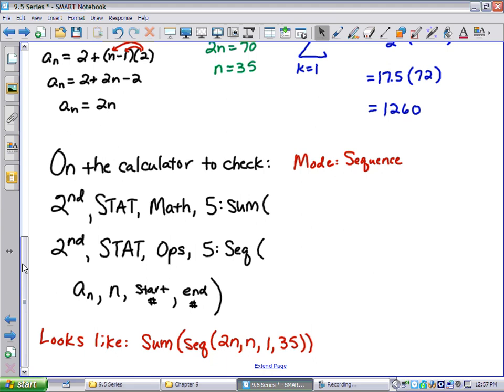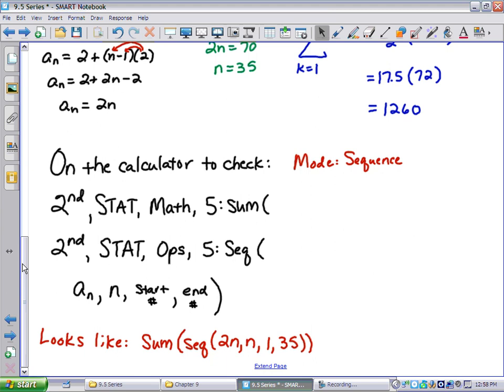You want to hit second, stat, ops for operations. The fifth one down now is sequence, S-E-Q, with a parenthesis. And that's going to take you back to your main screen. Then you want to type in your a sub n. Whatever that explicit formula is that you have, you're going to type that in, hit comma, then you're going to hit your variable button. That's going to plug in n if you're in sequence mode.